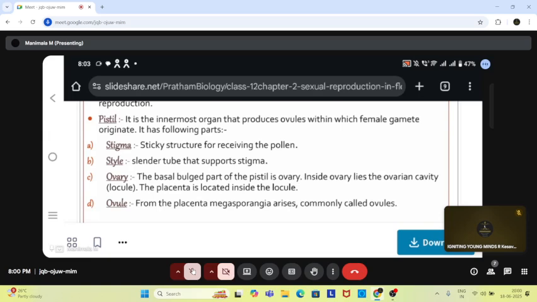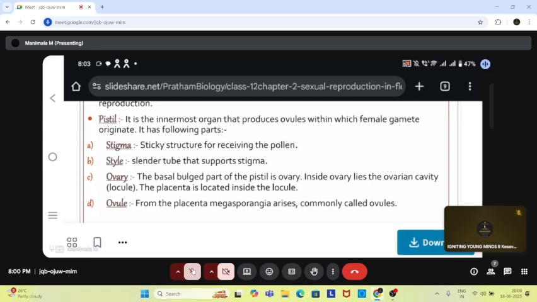And the next part, style. It is a long slender part which carries the male gamete to the ovary. Children, we studied all this in grade 6 itself. And the next one is ovary. The ovary will produce the egg. The site of fertilization takes place in the ovary.